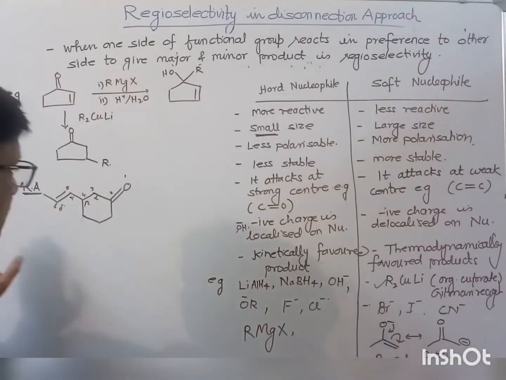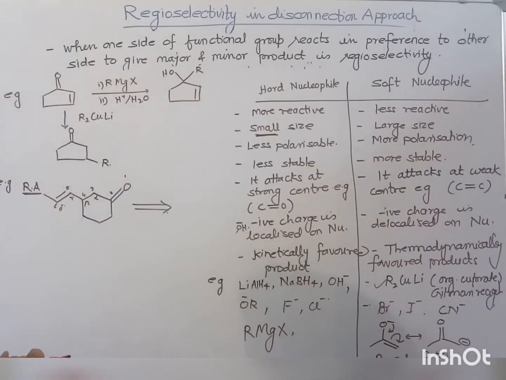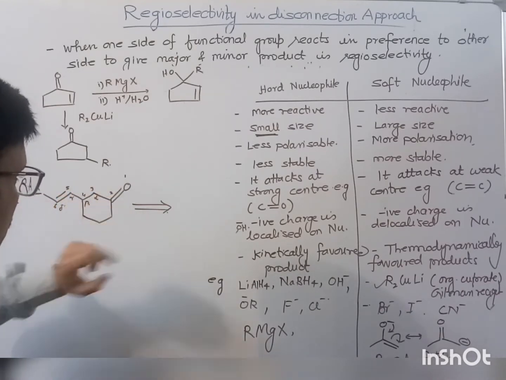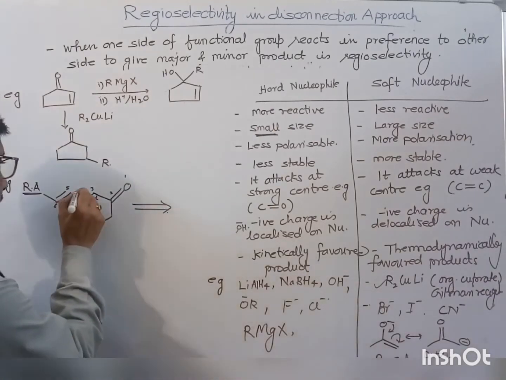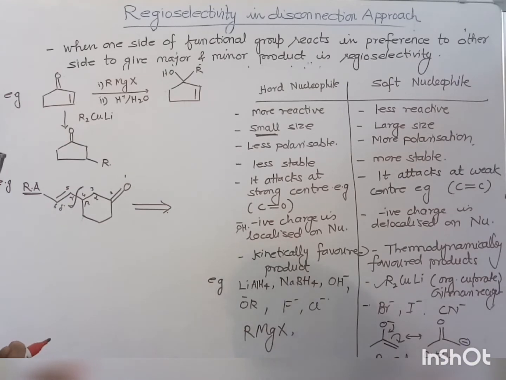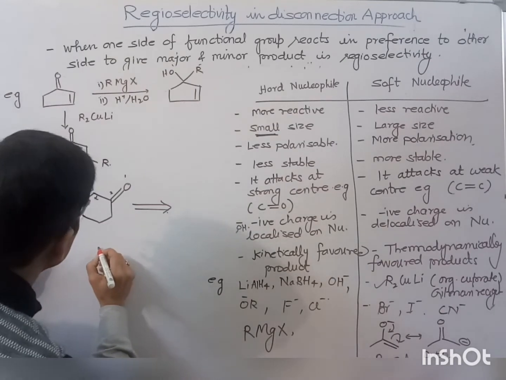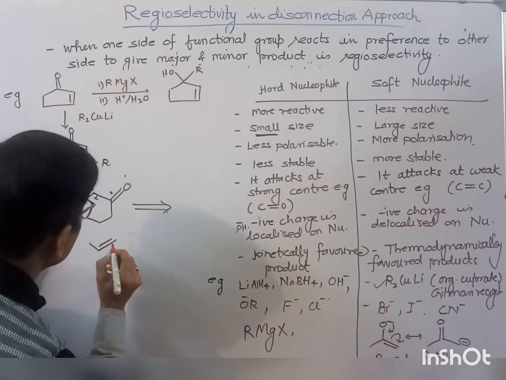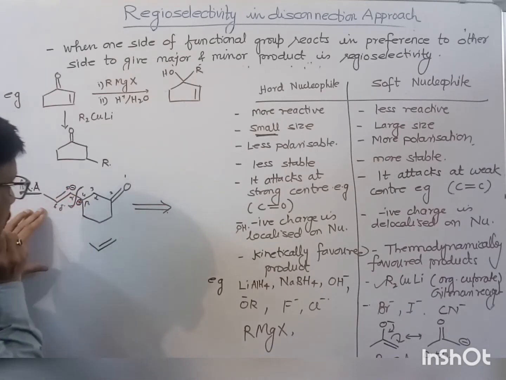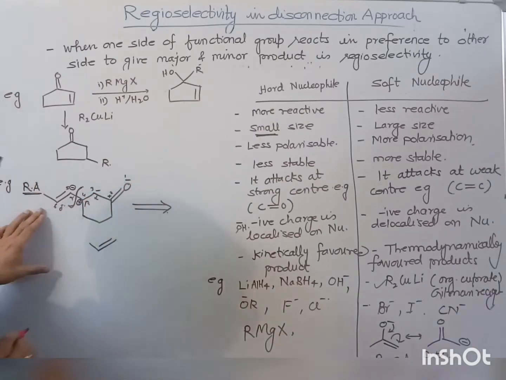Okay, so let's take the disconnection. From where can this molecule be disconnected? No doubt we will not disturb this 6-membered ring, and we will not disturb this carbon oxygen double bond. It can be disconnected from here. And what should be the synthon? The synthon formed would be here: this will have the negative charge and this will have the positive charge.